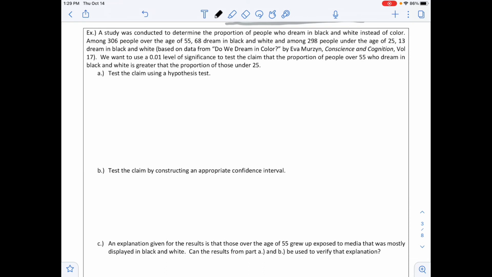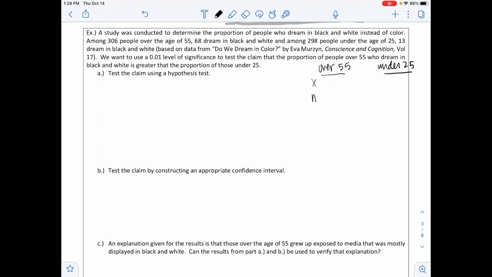So we're going to have to set up 2 different groups for this test. If you notice, we have a group of over 55 and another group of under 25. I'm going to make my own little table over here on the side. I'm going to say over 55 and under 25, and those are the 2 groups that we have. And I need x and n for both of these groups.